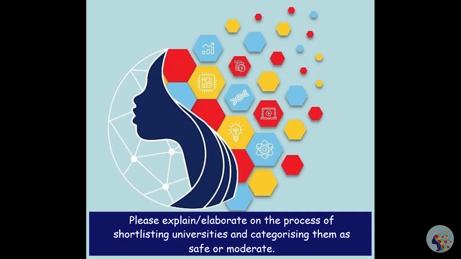Okay. For Nidhi, the first question was, please explain or elaborate on the process of shortlisting universities and categorizing them as safe or moderate. A bit of background: I'm to graduate in 2021 and looking to apply for MS. I know which field I want to focus on and have a list of universities I would prefer. But how do I select the best fit and best set of colleges, keeping in mind that some may be way beyond my possibility of getting in?